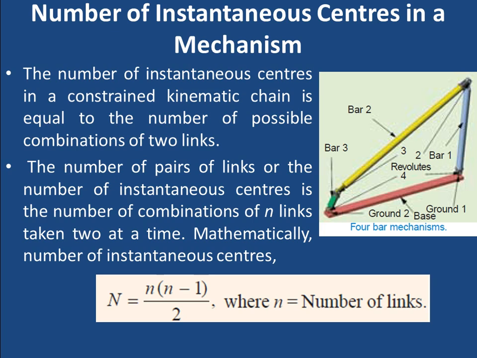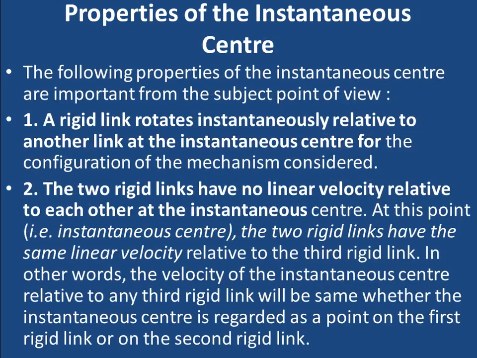So this is the calculation of the number of instantaneous centers. Why is this instantaneous center calculated? Whenever there are two rigid links which have no relative velocity to each other, that forms the instantaneous center. It means at the instantaneous center, the two rigid links have the same linear velocity relative to the third link. That's why, in the I center method, the I center location becomes very important, since the same linear velocity is considered at that point.